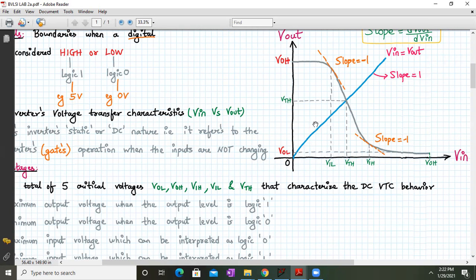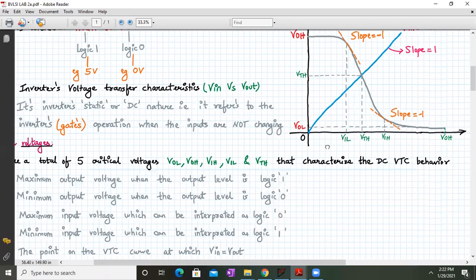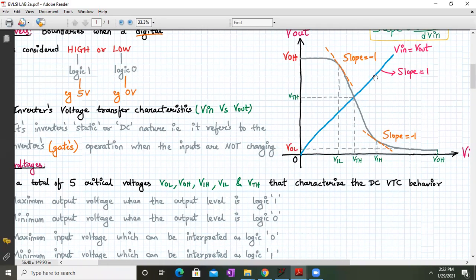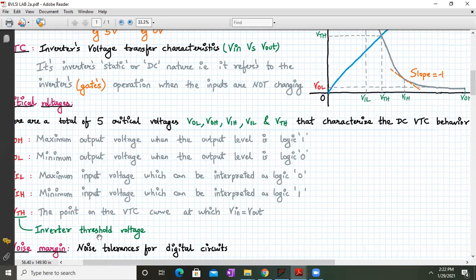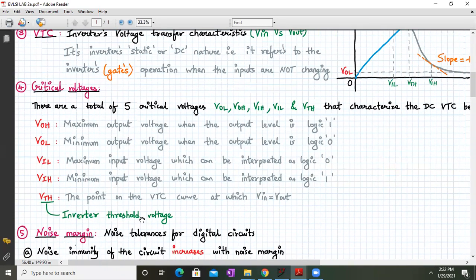So let's say you draw a line over here, this blue line, wherein Vin is equal to Vout. That means the slope of this line is 1, correct? The point on the VTC curve at which Vin is equal to Vout is called VTH. Now VTH is called the threshold voltage of the inverter. Remember, the threshold voltage for an individual NMOS and an individual PMOS is different. This is the threshold voltage of the inverter, or we call it the inverter threshold voltage.